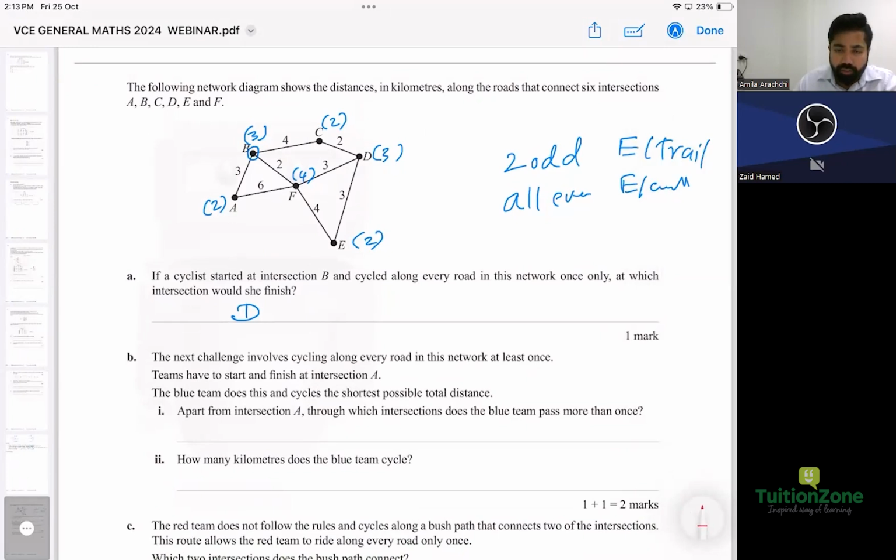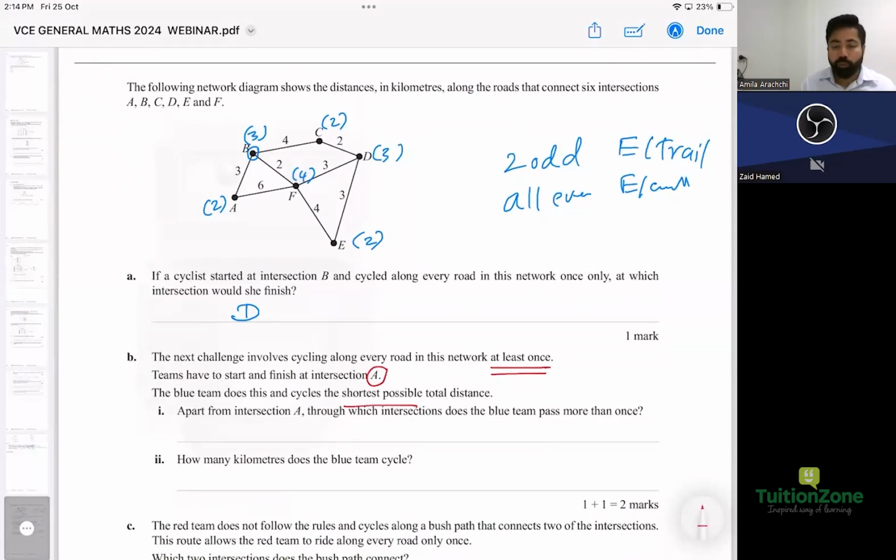It involves cycling along every road in this network at least once. See, it doesn't say once, it says at least once. You can go multiple times if needed, but you should go at least once. A team starts and finishes at intersection A, but they want to go for the shortest path. Apart from intersection A, through which intersections does the blue team pass more than once?